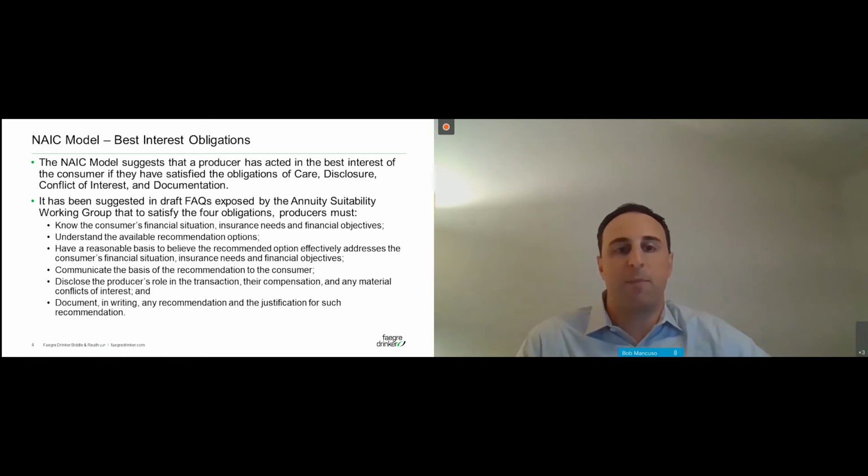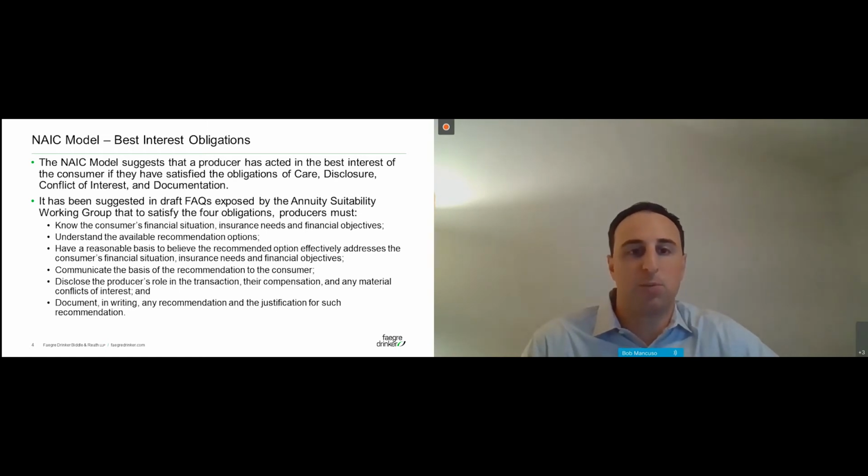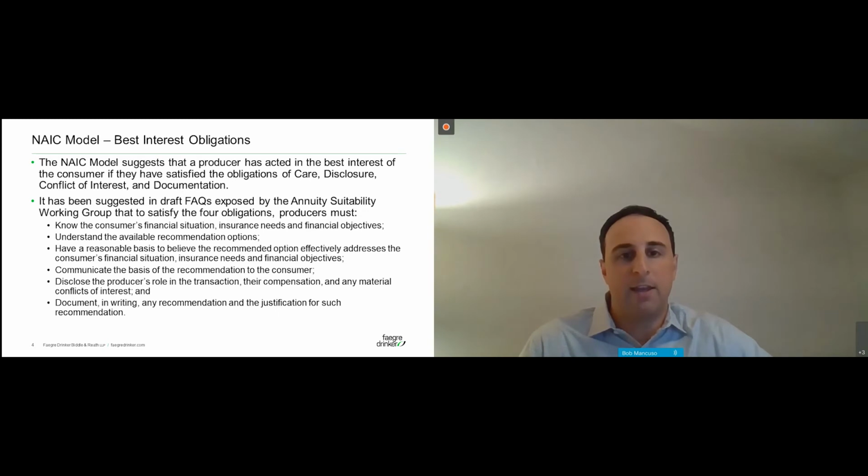So the producer has to disclose to a consumer the particular annuity being recommended, what its features are, how it works, what the mechanics are. And the point to note here is the timing, right? So when does this need to happen? And the model says it's prior to or at the time of the recommendation.